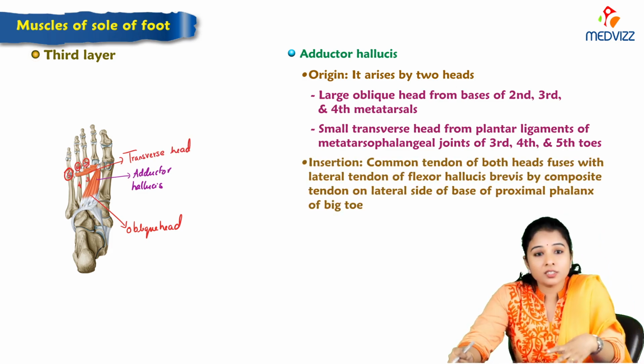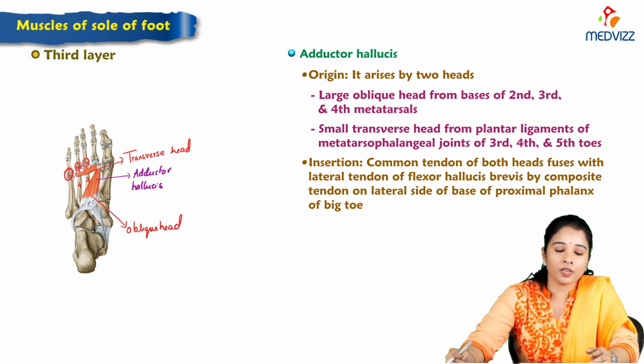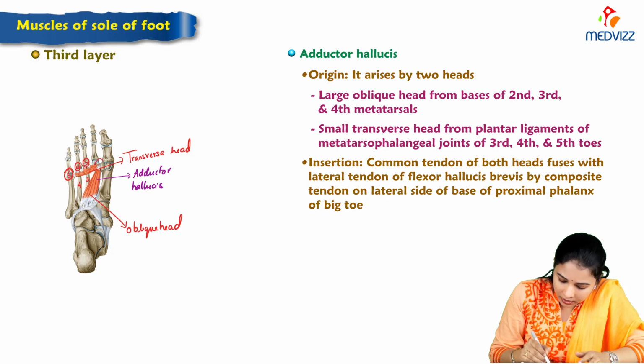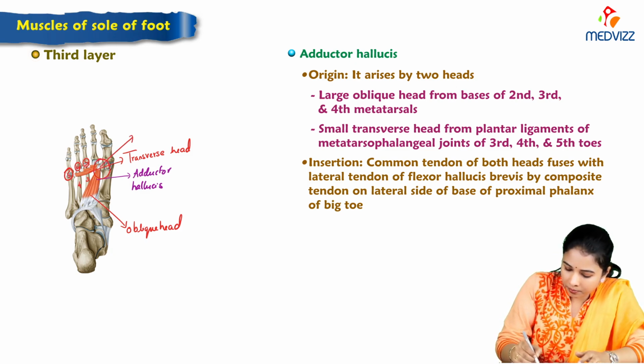Talking about its insertion, the common tendon of both the heads fuses with the lateral tendon of flexor hallucis brevis, forming a composite tendon on the lateral side of the base of the proximal phalanx of the big toe. So it gets inserted to the base of the proximal phalanx of the big toe.